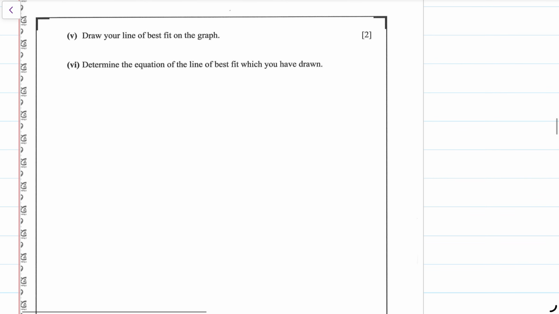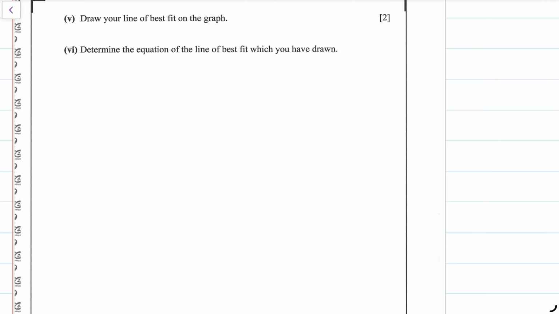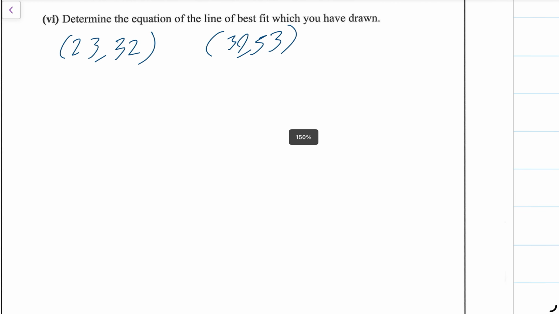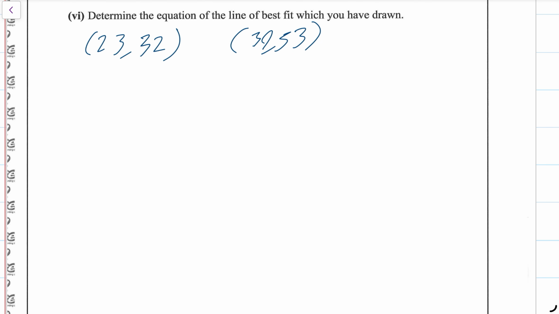Yep, draw a line of best fit and determine the equation of the line of best fit. So again, we're using these 2 points. We just need to find the gradient. Remember what we're doing here: y is equal to mx plus c. This is GCSE level mathematics.